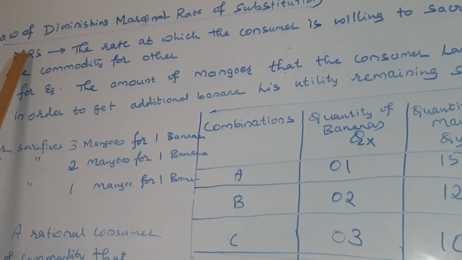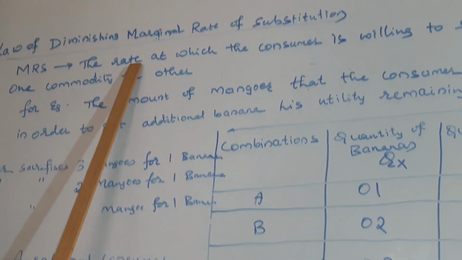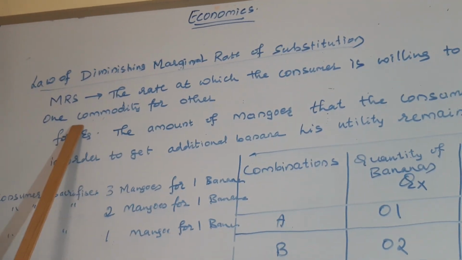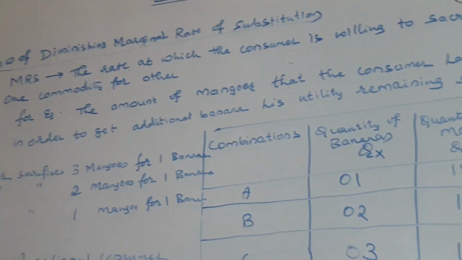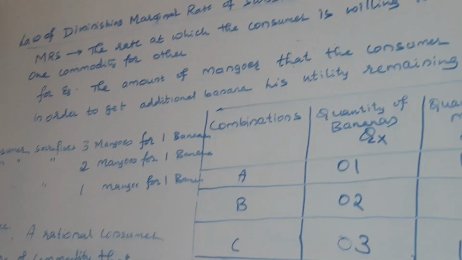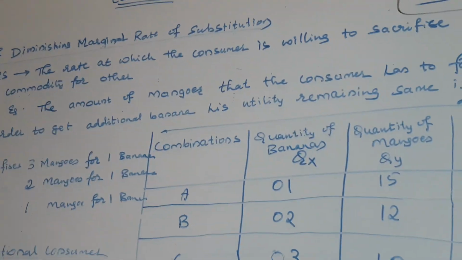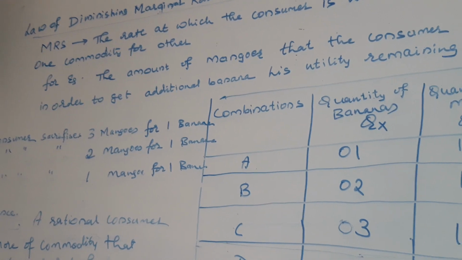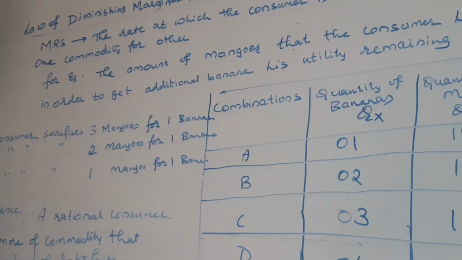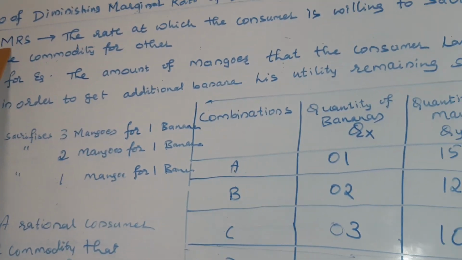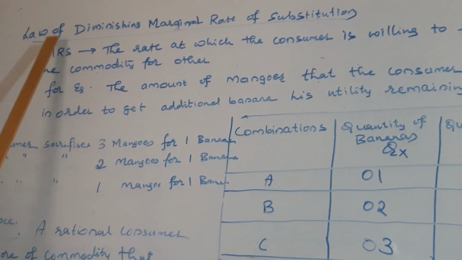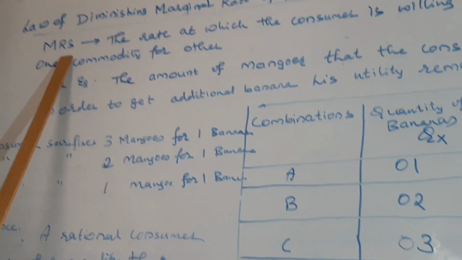So here the MRS refers to the rate at which the consumer is willing to sacrifice one commodity for the another. For example, if you are going to consume two commodities, that is mangoes and banana, if you want to have more of mangoes, you have to sacrifice the banana. So that is called as what? MRS. Please remember, it may be for the exam for 1 mark, that is the expansion. MRS, that is the marginal rate of substitution.